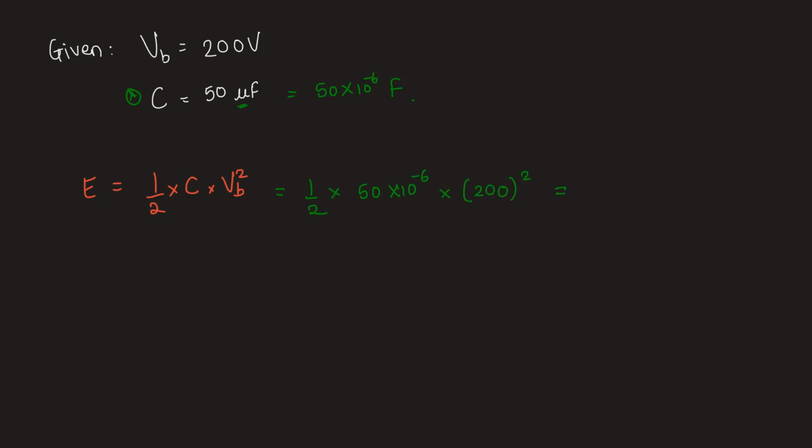so 200 square can be split as 200 into 200 and then 200 divided by 2 gives 100. So we have 50 into 100 into 200 into 10 to the power minus 6. So 5 zeros are already there and 5 into 2 will give 10. So we'll have 6 zeros, 10 to the power 6 into 10 to the power minus 6, which is nothing but 1 joule. So the energy that is released per spark in IEG or inter-electrode gap is 1 joule.